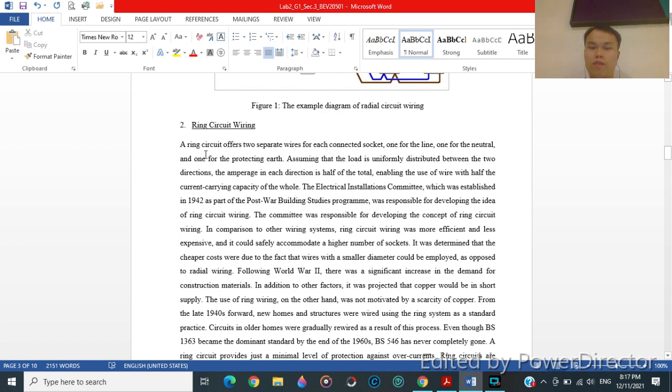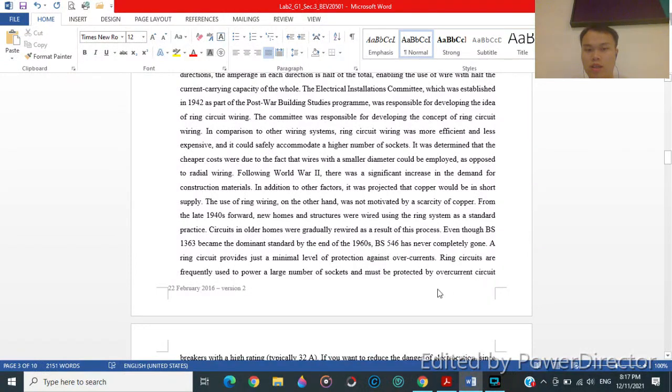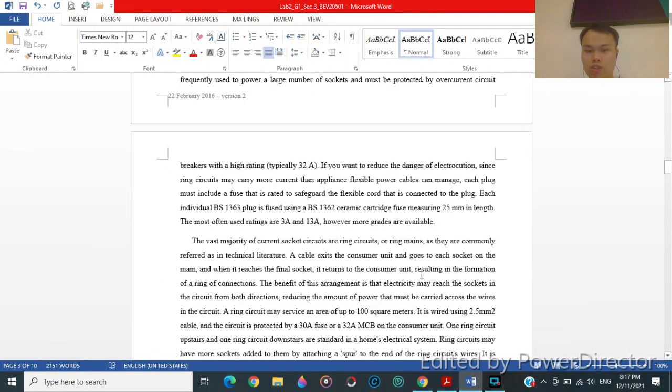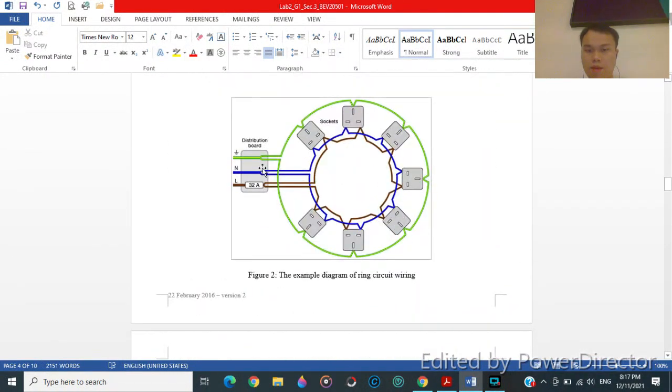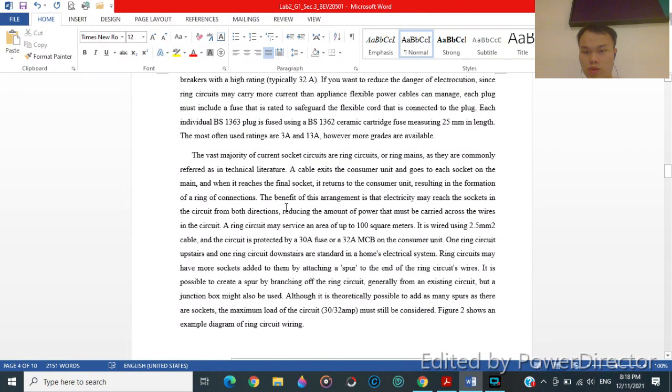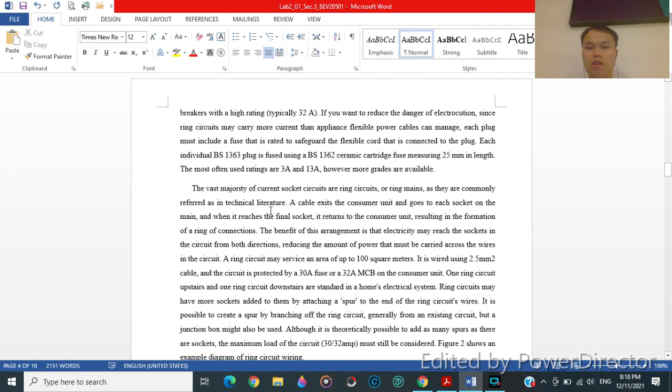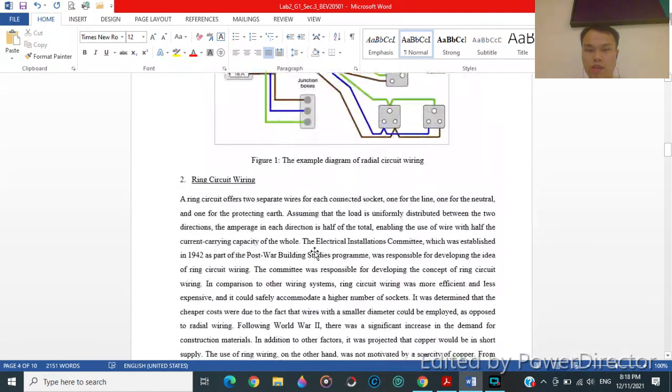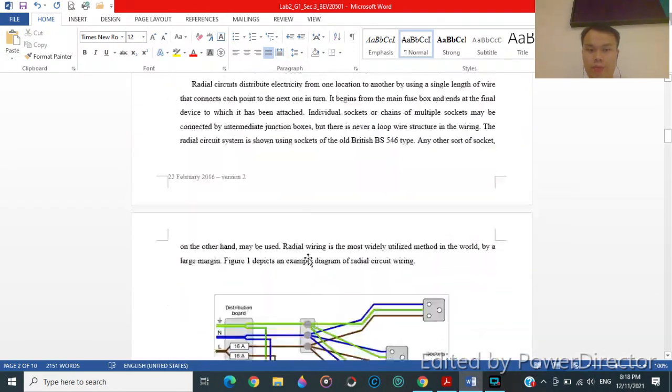The ring circuit wiring will protect against overcurrent situations, and it is connected by a ring, so it can be connected from the distribution board or the power source to the socket and returned to the distribution board. So it is safer compared to the radial circuit wiring diagram.